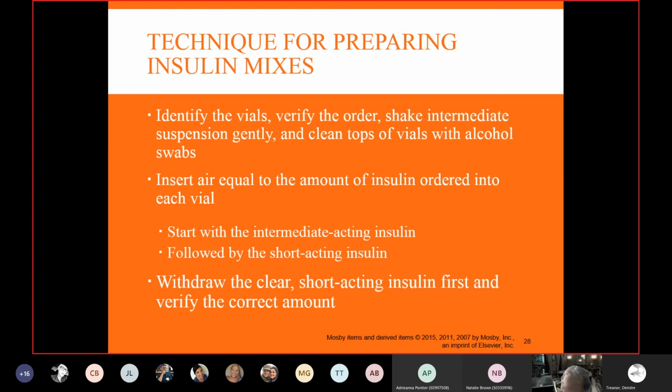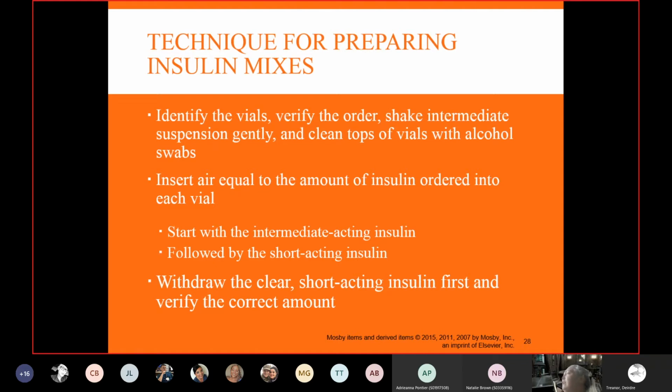And then make sure you're cleaning the tops of the vials with alcohol swabs if they've already been opened. If they have not been opened and you're popping them open for the first time, you don't really need to worry about cleaning it. If it makes you feel better, go ahead and do that. Otherwise, don't worry. Also, when you're identifying the vials, make sure that you are looking for the expiration date and the date opened if the vial's already been open.